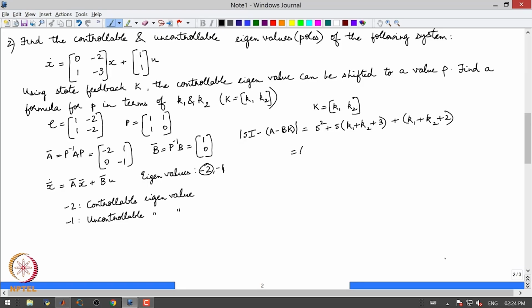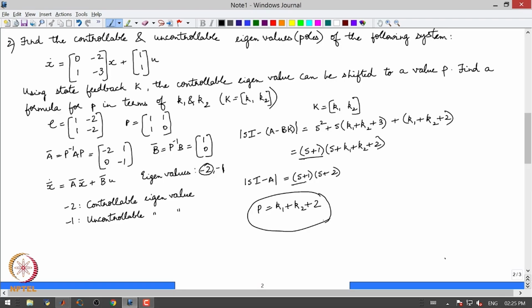Now, if you observe, this can be written as follows: s plus 1 into s plus k 1 plus k 2 plus 2. The original characteristic equation s I minus A will be s plus 1 into s plus 2, because minus 1 and minus 2 are the eigenvalues. Once I introduce state feedback, this s plus 1 still remains, but s plus 2 gets replaced by s plus k 1 plus k 2 plus 2, which means I can choose k 1 and k 2 such that I can place this minus 2 anywhere else I want. So, the formula for P will be k 1 plus k 2 plus 2. So, this is how you solve this problem.